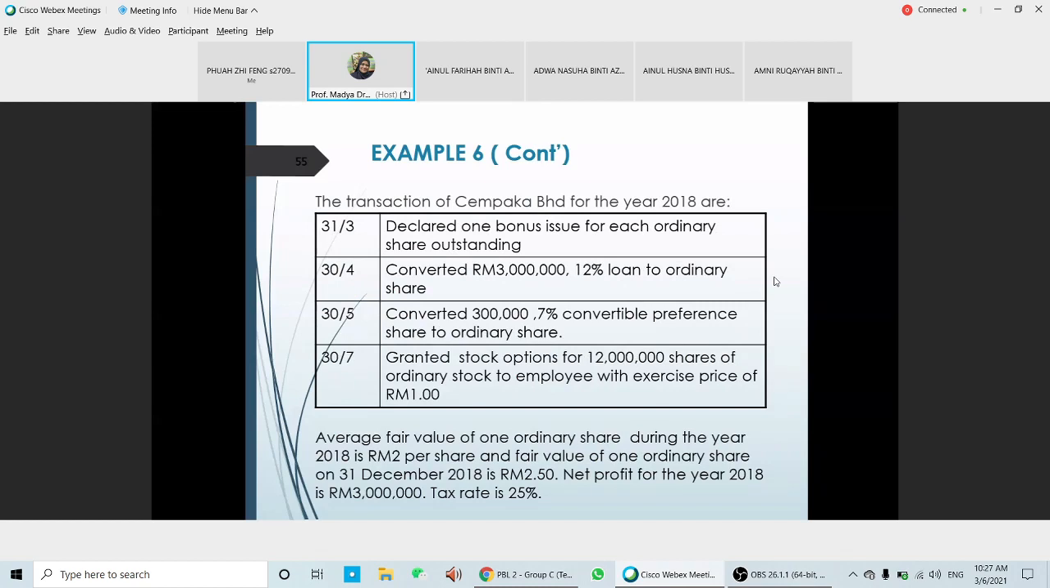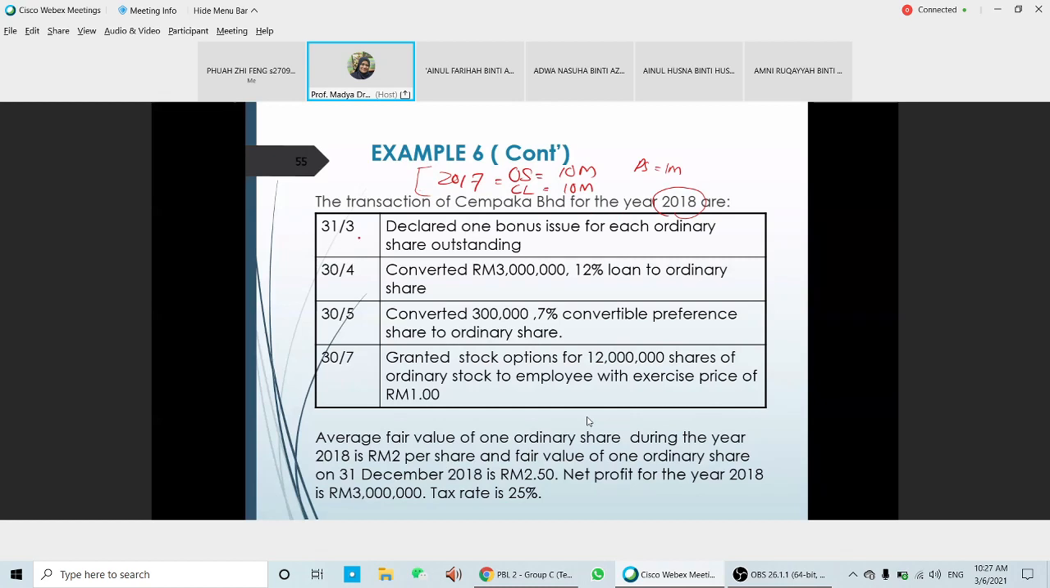So now this is information that you have in the year 2018. It means that in the year 2017, you have shares outstanding. Outstanding shares that you have here is 10 million. And then you have a convertible loan, also 10 million. And then you also have preference shares of 1 million. So these shares, loan and preference shares already exist in the year 2017. Now in the year 2018.